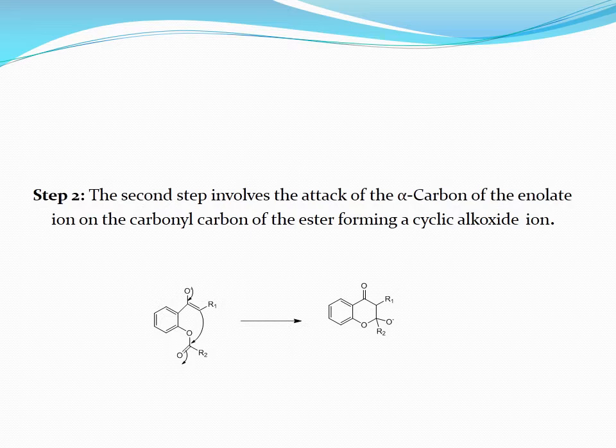Step 2. In this, the enolate attacks the ester carbonyl. That means you can see here it is the alpha carbon. This alpha carbon of the enolate ion attacks the carbonyl carbon of the ester. So it forms a cyclic alkoxide ion.